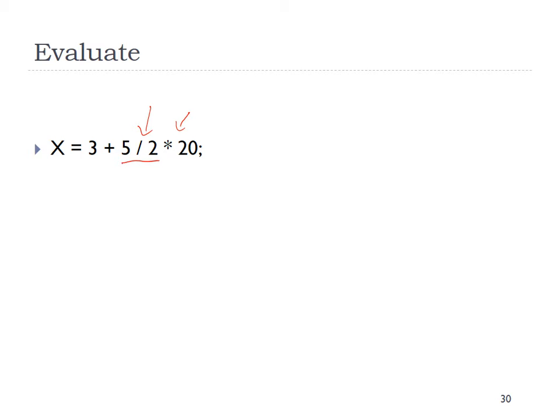It's supposed to be 2.5, but here you're doing integer divided by an integer, which results in an integer, so you lose the decimal points, right? You lose the precision. So you end up with a 2. 2, and then what do we do next? Multiplied by 20, and finally you add 3. Everyone sees this? Yeah?